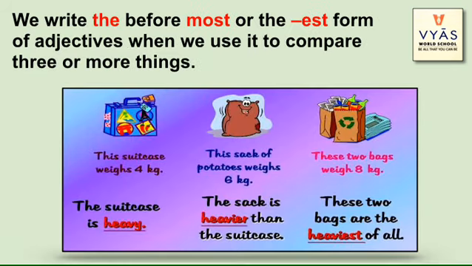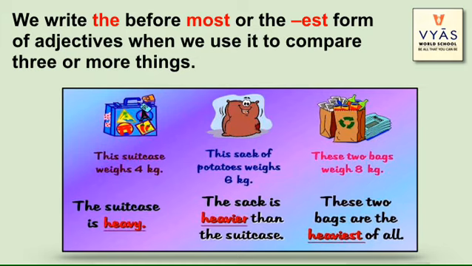We write the before most or the est form of adjectives when we use them to compare 3 or more things. Now, I've already told you that when we are comparing 3 or more things, we use the est form of the adjectives, and if it is a long adjective, then we use most before it. But we write the before most or the est form of adjectives when we use it to compare 3 or more things. Now let us look at the example.